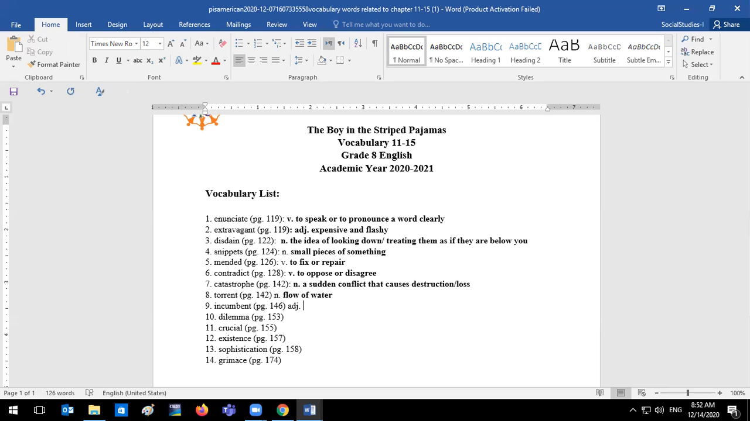Then the lieutenant gets very nervous, and Father mentions that he will discuss this later at another suitable time. So we could tell that we're foreshadowing a conflict with Lieutenant Cutler that is going to take place. Again, incumbent describes a duty that is obligated by the law.